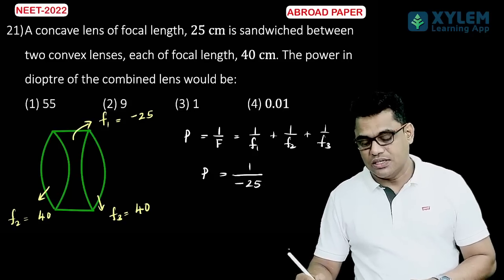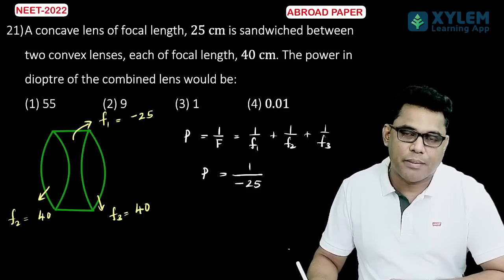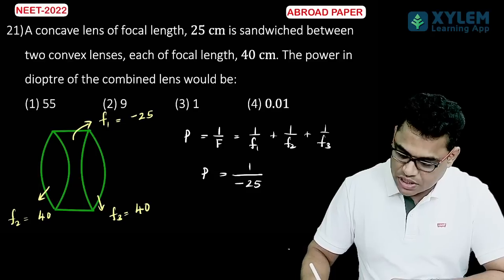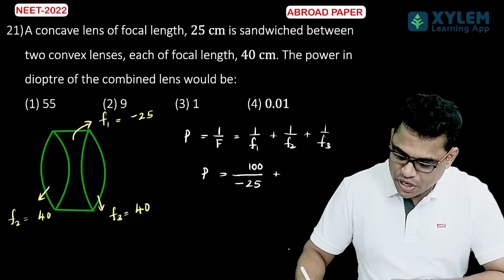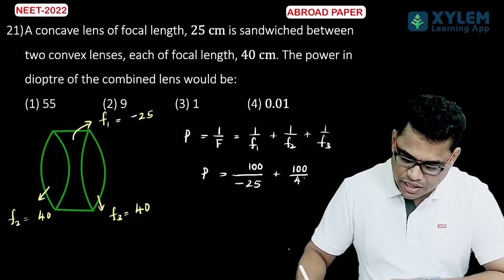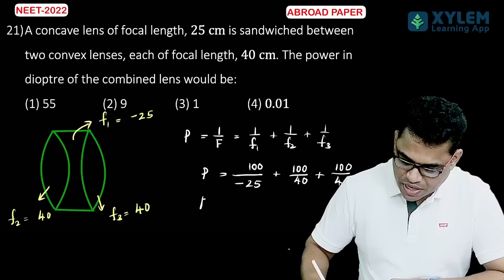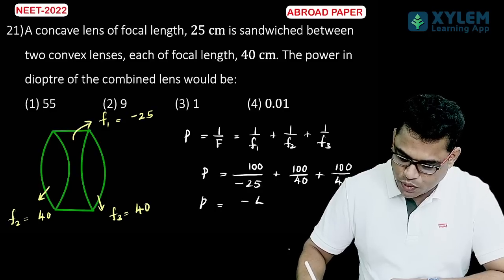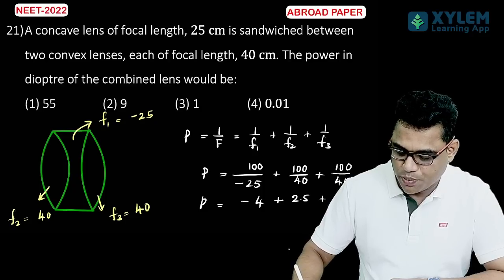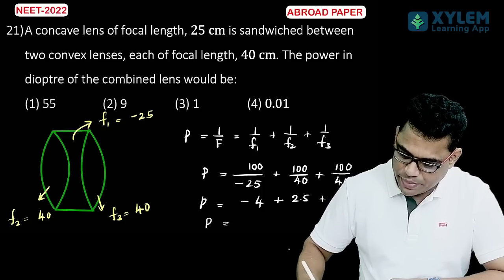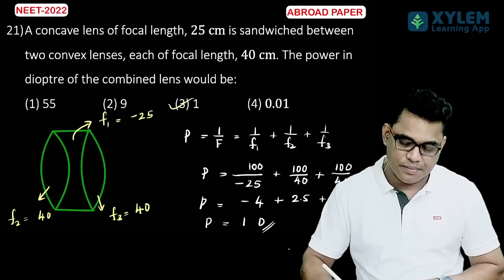But 25 is in centimeter, you have to change it into meter. When you change it into meter, you multiply with 10 to the power minus 2. When 10 to the power minus 2 goes up, it is 100. Similarly, for 1 by 40 you write 100 divided by 40, plus 100 divided by 40. So power is equal to minus 4 plus 2.5 and the next one also 2.5. Therefore, the power of this combination is equal to 1 diopter. The answer is option 3.